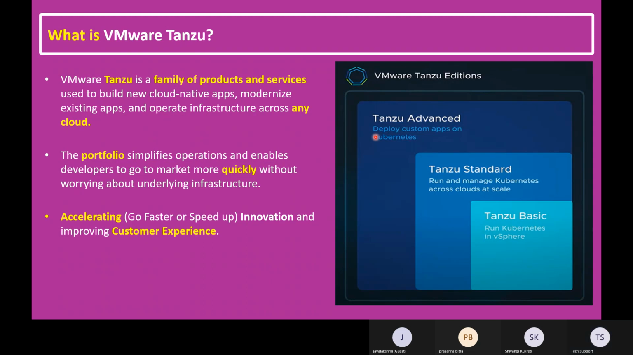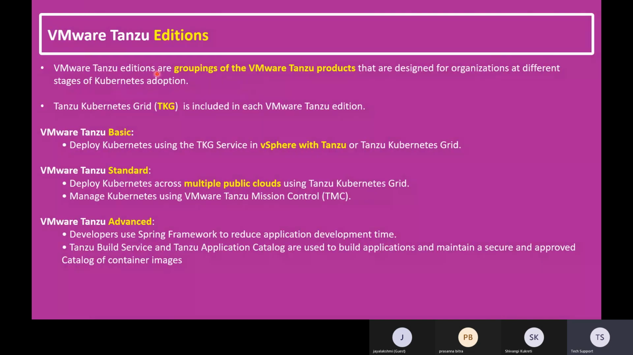Now let me explain some more additional points on Basic, Standard, and Advanced. The same points I highlighted, with some additional points highlighted here. The VMware Tanzu editions are groupings of VMware Tanzu products that are designed for organizations at different stages of Kubernetes adoption. So at any stage, based on your requirements, you can choose the Tanzu edition. Tanzu Kubernetes Grid, in short form TKG, is included in each VMware Tanzu edition.